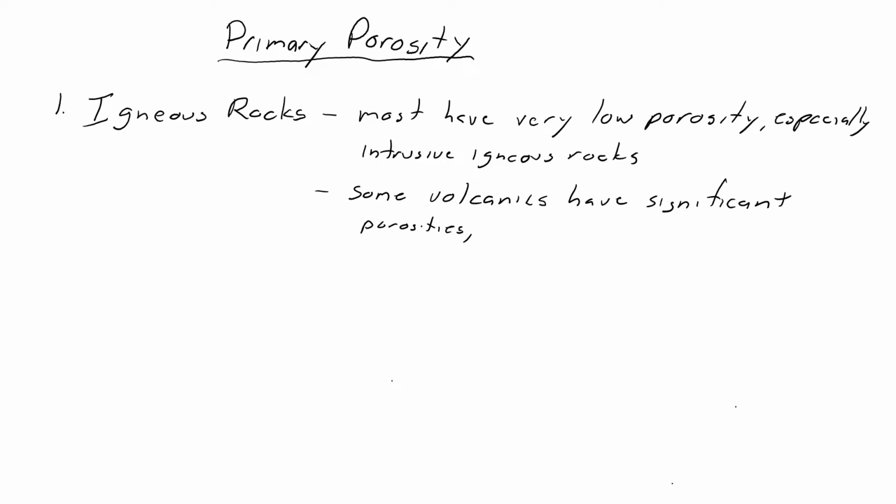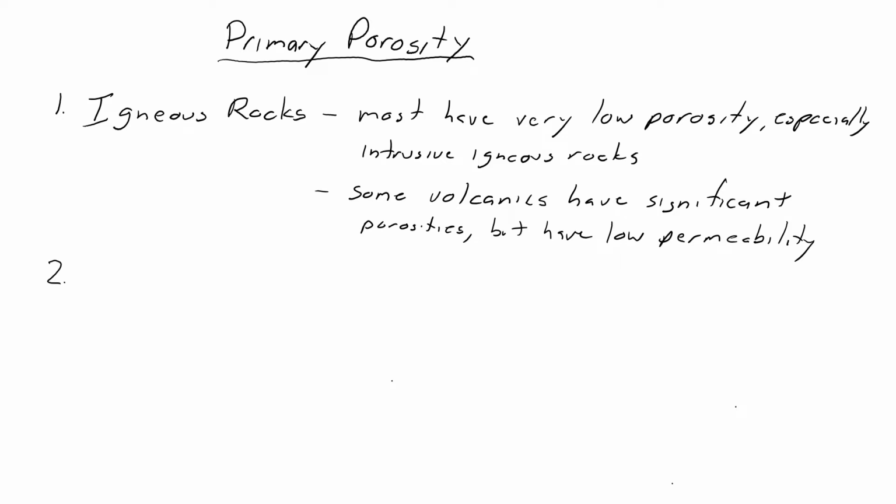So some volcanics can have significant porosities, but tend to have low permeabilities. And again, most of the porosity, the primary porosity, is... I can see if I can spell here. The primary porosity is mostly due to gas bubbles.